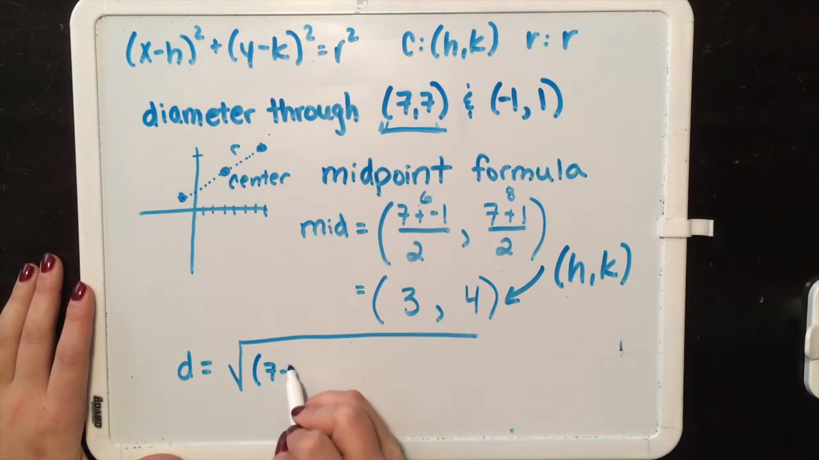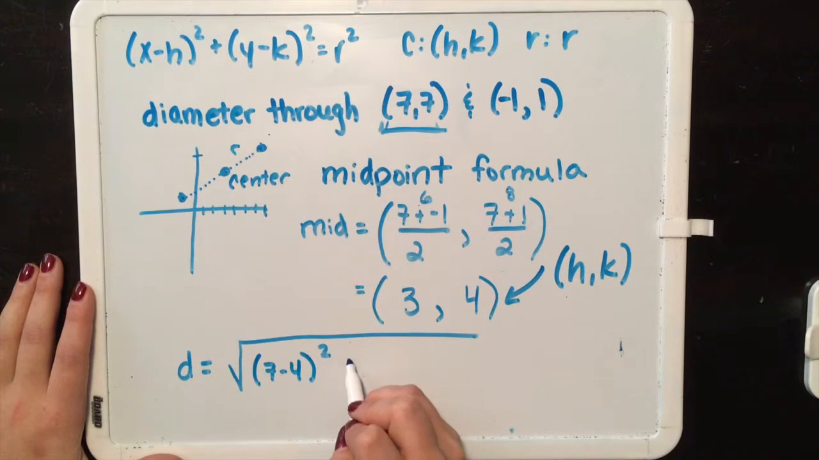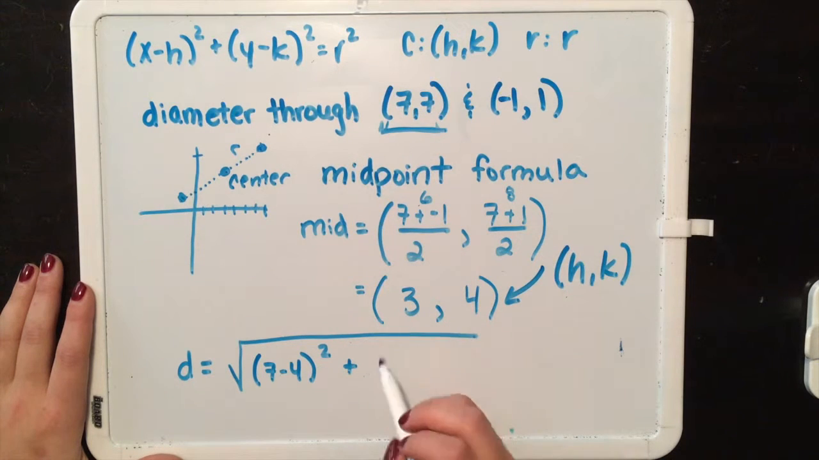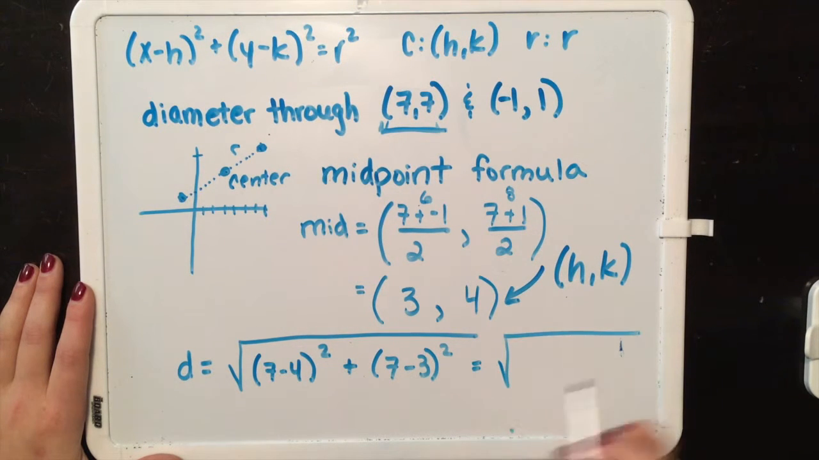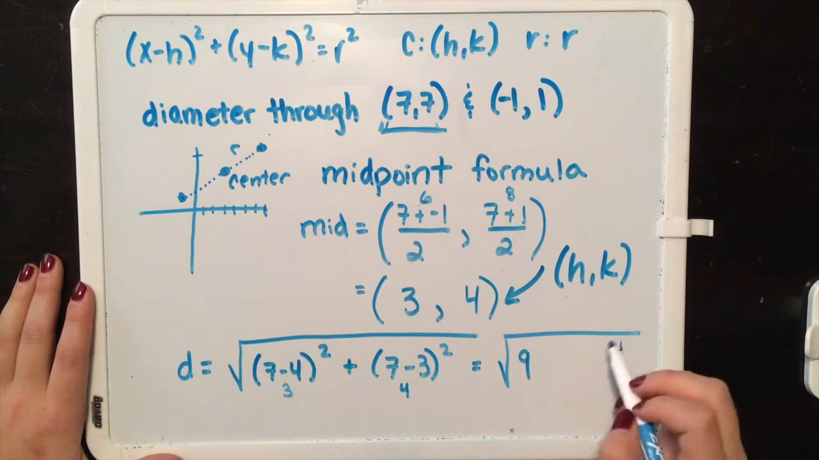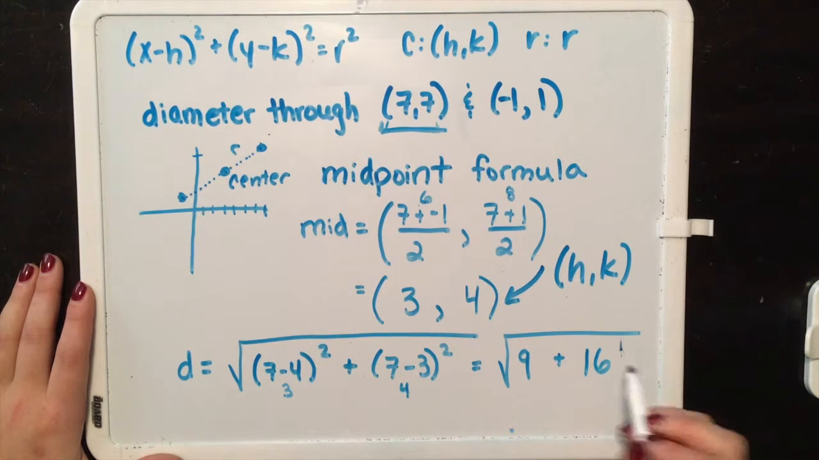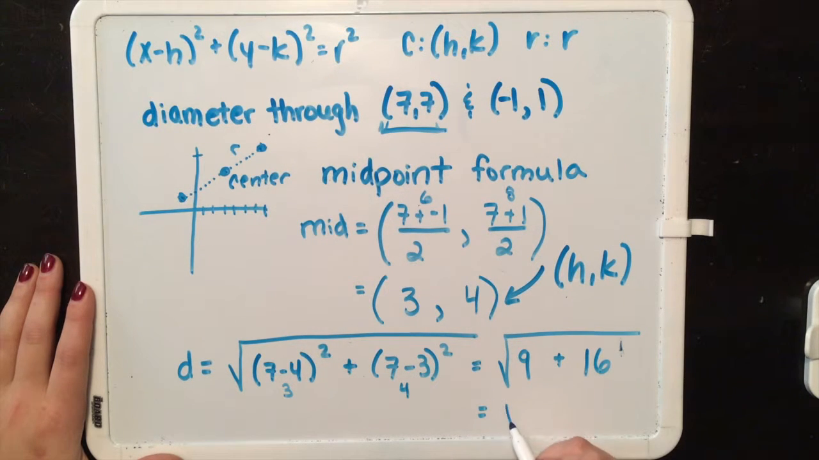The distance formula is the square root of the difference of the y values, (7 - 4) squared, plus the difference of the x values, (7 - 3) squared. And if we reduce this a little bit, 7 minus 4 is 3, and when we square that, we get 9. And 7 minus 3 is 4, and when we square that, we get 16. And this will equal the square root of 25, which reduces to 5.